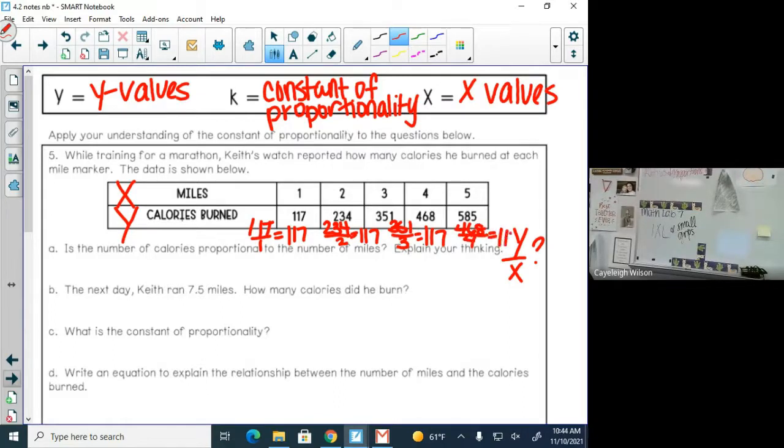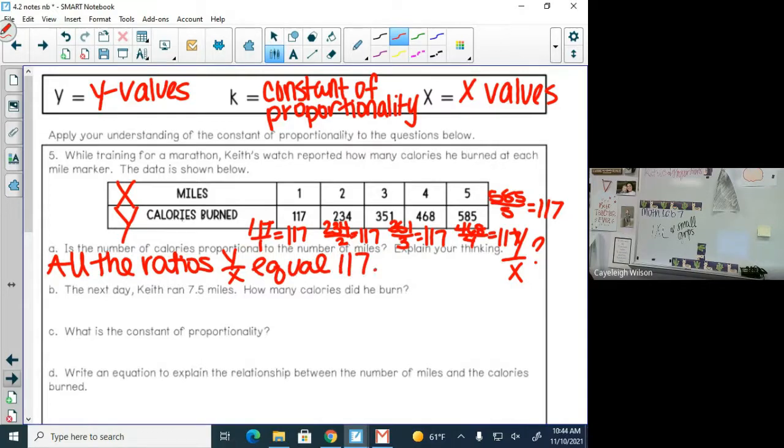And guys, you can just do this on your calculator. You don't have to write it out like I am. And then 585 divided by 5, that's also 117. So all of the ratios equal the same number. So all the ratios, Y to X, equal 117. So yes, I guess I should put yes then. Yes. All the ratios Y over X equal 117.